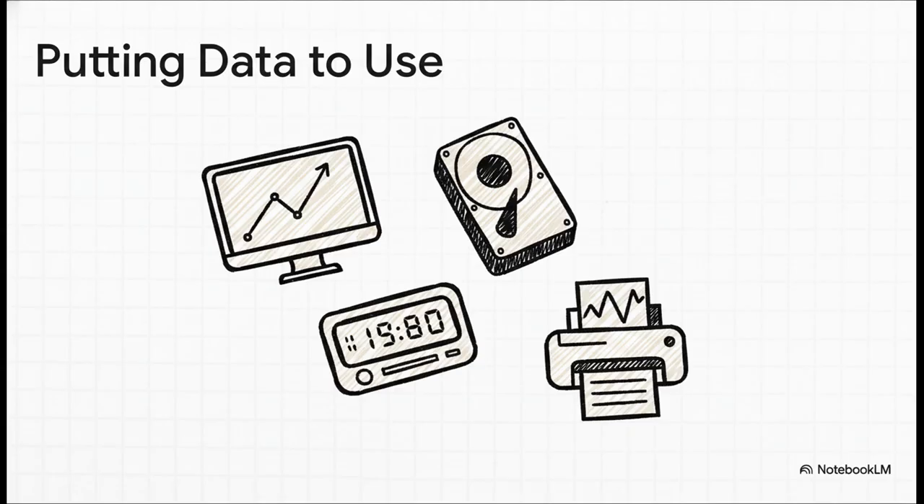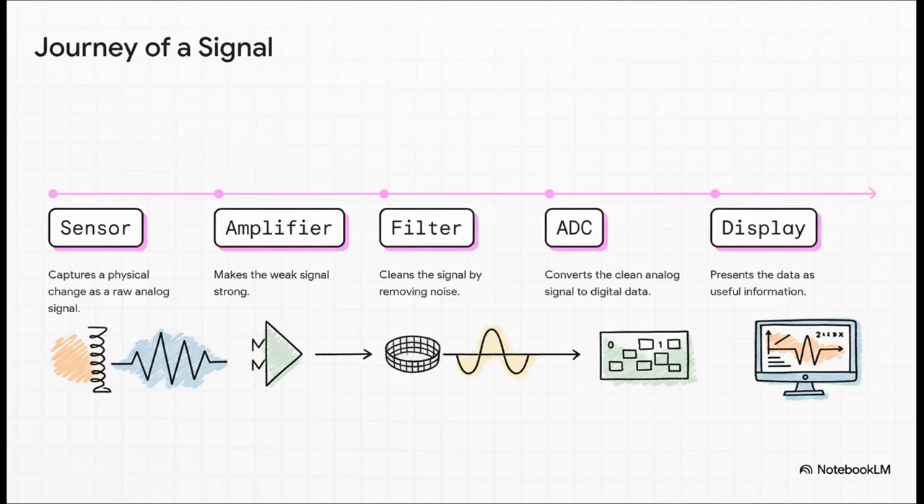It can pop up as a number on a display, it can be logged into a file for later analysis, or it can even be sent as a command to control something like a motor. It completely closes the loop between sensing the world and then acting on it. So let's just quickly recap that whole journey. It all starts as that raw, messy whisper from a sensor. Then the amplifier makes it strong, the filter cleans it all up, the ADC translates it into digital data, and finally, a computer or processor turns all that data into something useful, information we can see or even action in the real world.